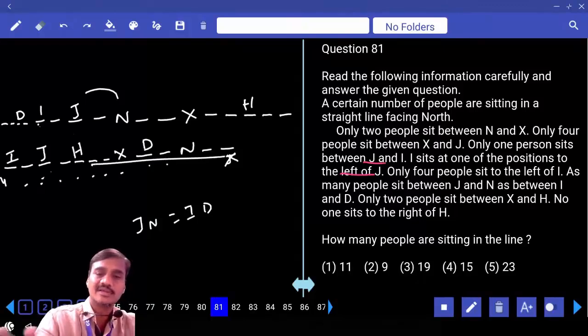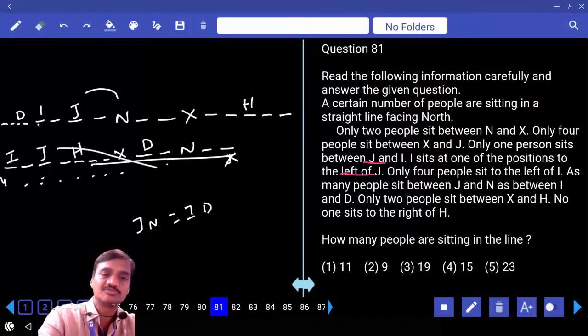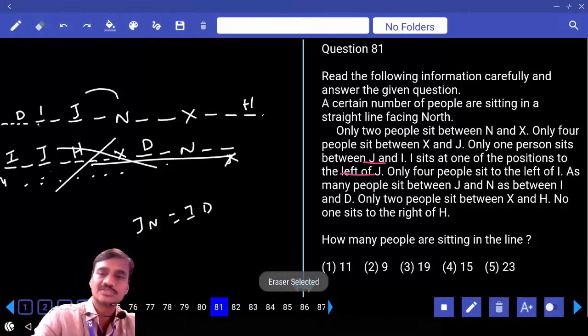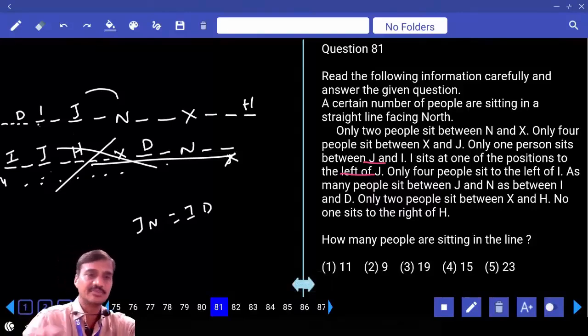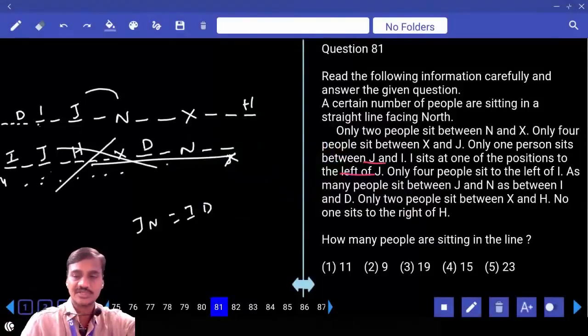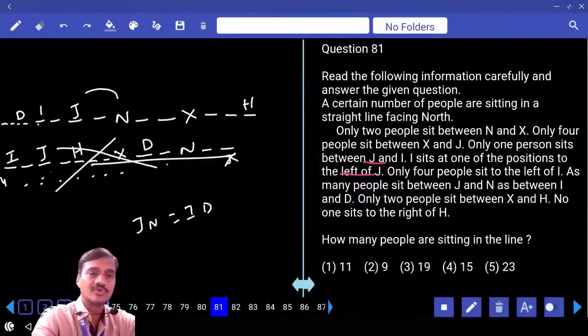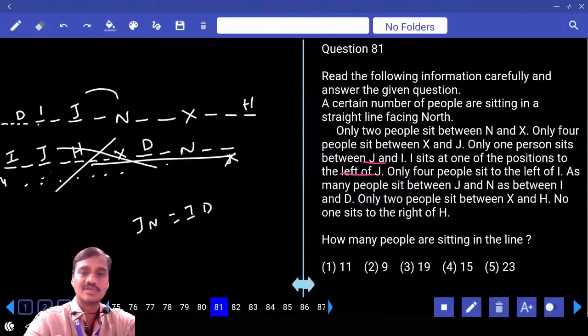Here there are numbers to the right hand side of H, which is not possible. This is ruled out, and so we are left with only this one. And so where is this H? H is here. Then tell me the total number of persons in this row. How many persons are there? 3, 4, 5, 6, 7, 8, 9, 10, 11, 12, 15.